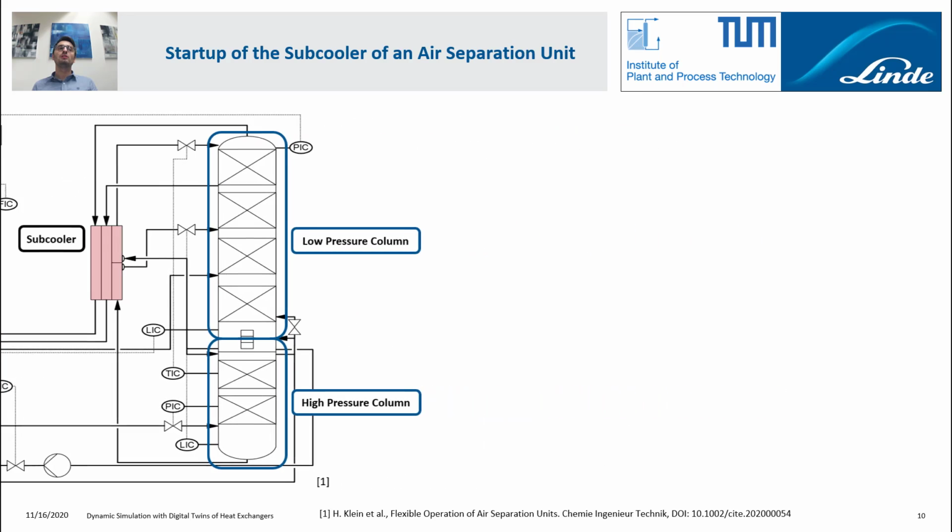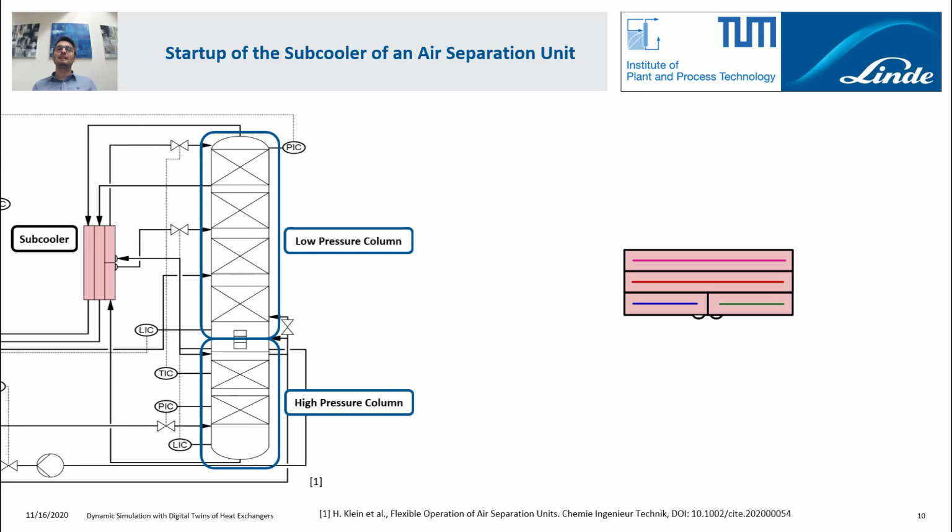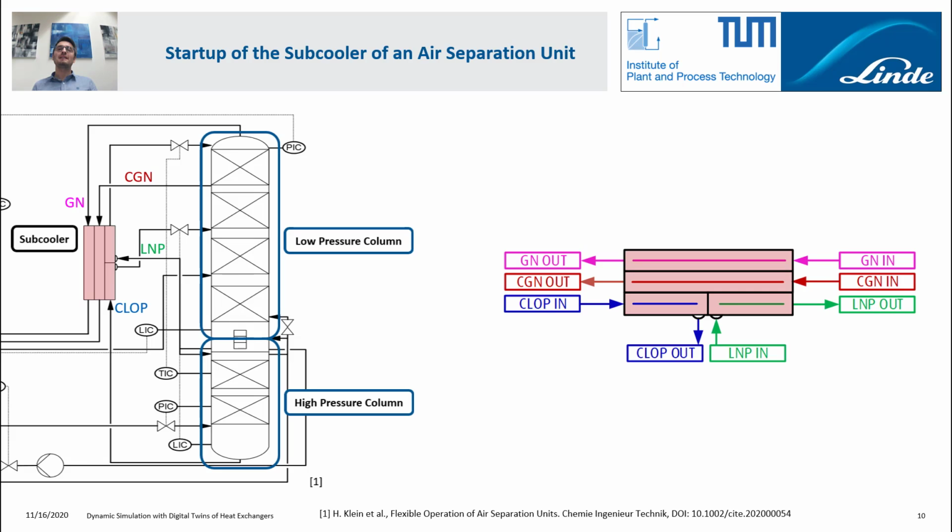Let's have a look at the subcooler operation. The subcooler is a plate fin heat exchanger with 4 process stream passages. The first 2 are process streams which are retrieved from the low pressure column. Both are nitrogen-rich process streams, are gaseous and serve as cold process streams within the subcooler. The remaining 2 process stream passages are called CLOP and LNP and are both retrieved from the high pressure column of the ASU. In steady state operation, both are liquid and serve as warm process streams within the heat exchanger. Please keep the color code in mind, as all the following graphs are colored in the same manner.